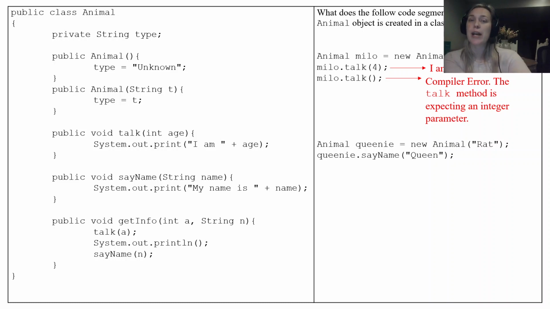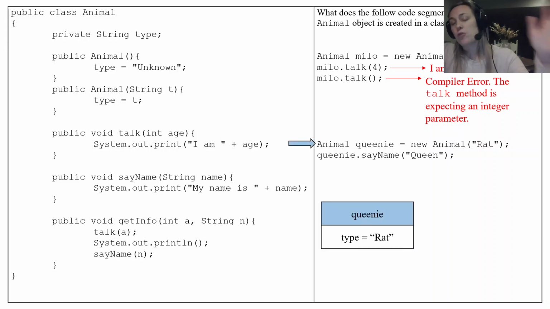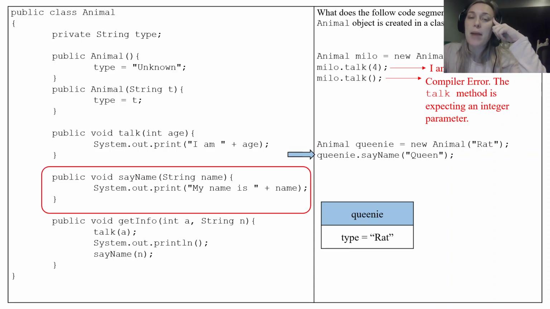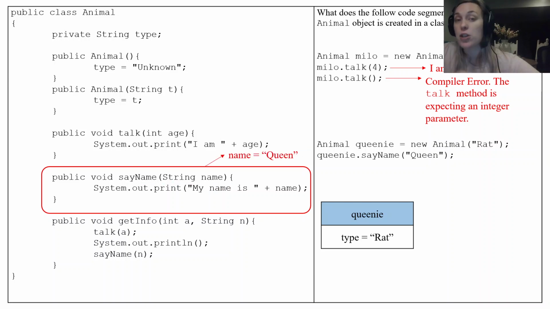Next, we have 2 lines of code. Animal Queenie equals new animal. She's a rat. So again, in memory, Queenie's our reference. Type is going to be rat. And then I have Queenie.sayName, and then in quotes I have queen. So that means Queenie is going to call on the sayName method, string name. So this method expects a parameter that's going to be a string, and I do pass it a string. I pass it queen. So then that means that name is going to be equal to queen in this method, when this method runs.